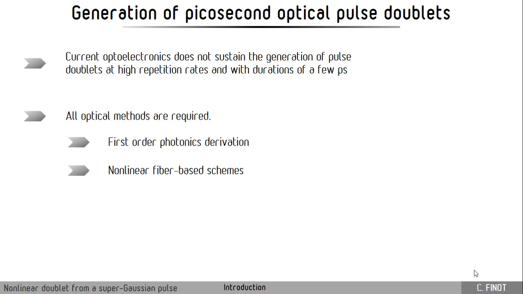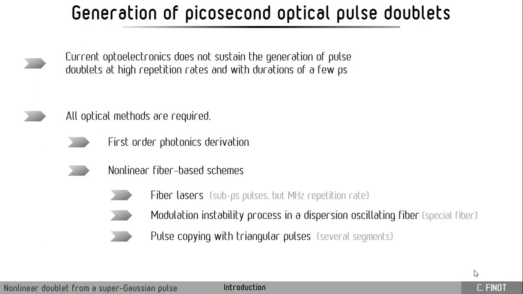But it is also interesting to see what can be done with nonlinear photonics, and there have been several nonlinear schemes that have been demonstrated, taking advantage of the Kerr nonlinearity of the fiber. For example, there have been many studies regarding the pulse doublet that can be generated in fiber lasers with sub-picosecond duration, but a repetition rate of only a few tens of megahertz.